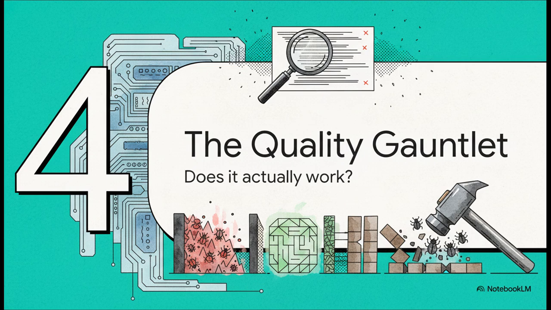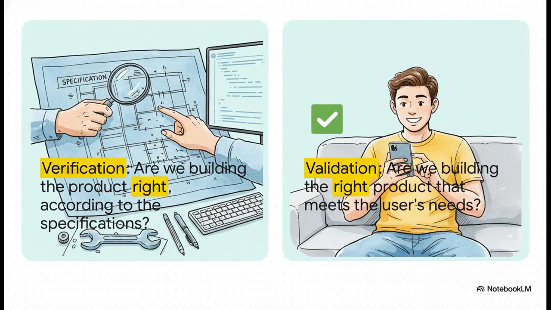All right, the code has been written, the features are built, but we're nowhere near done. Now, the software has to run what I like to call the quality gauntlet. This is the testing phase, and it's designed to find and crush every bug possible before an app ever sees the light of day. Now, this slide points out a really subtle but absolutely critical difference.